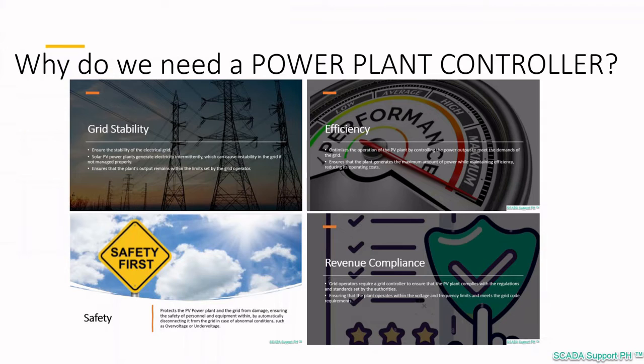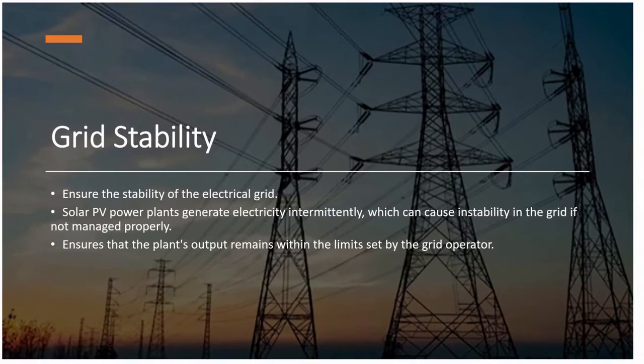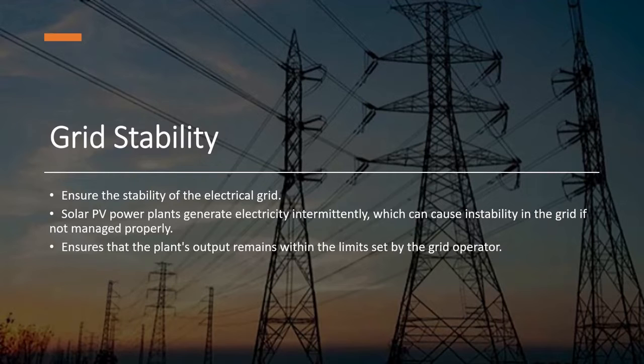The need for a power plant controller for a solar power plant can be summarized into four factors. First off is grid stability. One of the primary roles of a grid controller is to ensure the stability of the electric grid, or in other words, secure the power plant's connection to the grid.